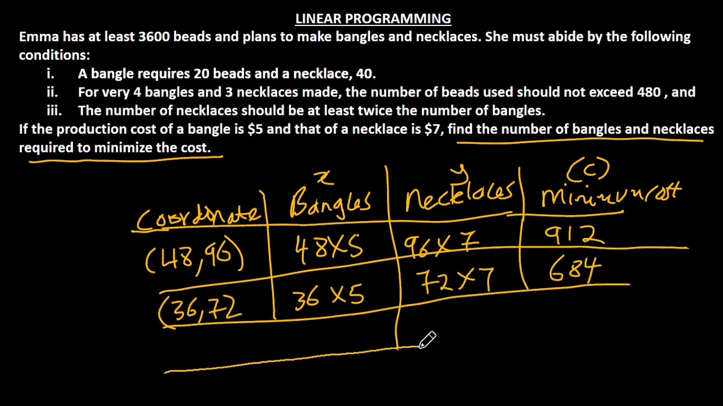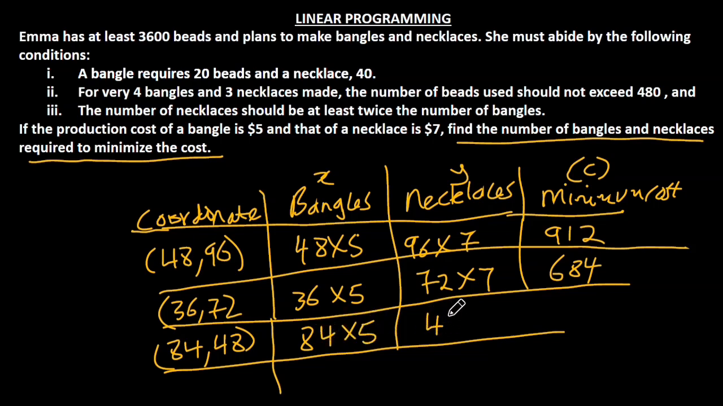And the last coordinate that we have is 84, 48. With this coordinate, if we multiply it in the objective function, we have 84 times 5 plus 48 times 7, and the total that we get is 756. Now we ask ourselves, which is the minimum among all of these three? And we see that our minimum cost is here.